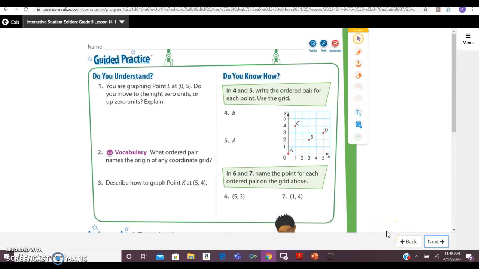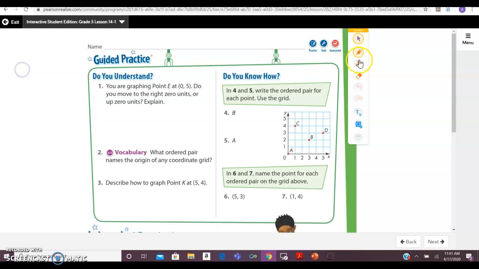Now that we've learned that information, let's look at the guided practice, okay? So you are graphing point E at (0, 5). Do you move to the right 0 units or up 0 units? Explain. So let's go ahead and graph it first and then we can know what we had to do. So it says our x is 0, our y is 5.